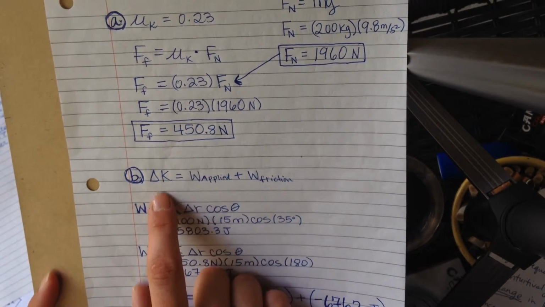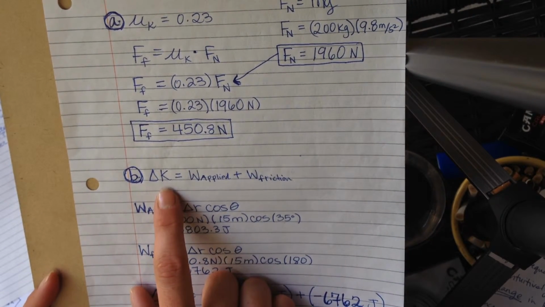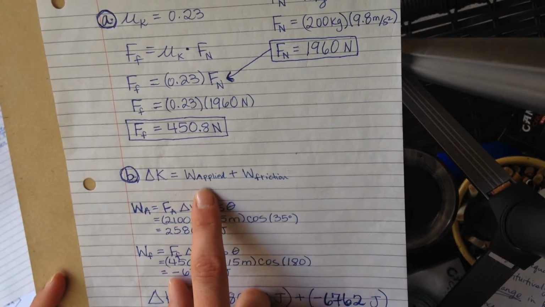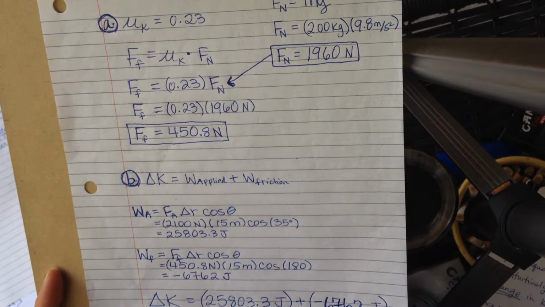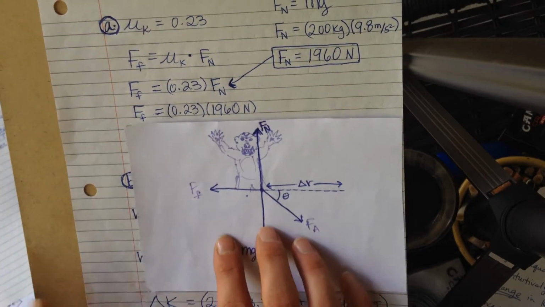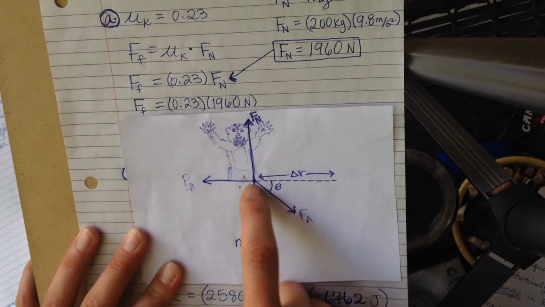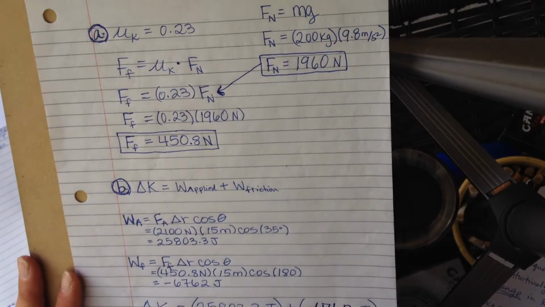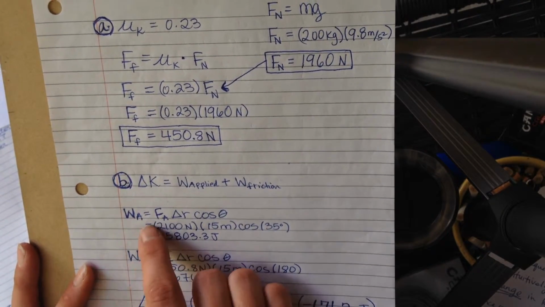Part B says, what is the kinetic friction of the bear? What is the kinetic energy? So the change in kinetic energy is equal to the work done by the applied force plus the work done by the frictional force. And so our work done this way plus our work done this way is going to be the change in kinetic energy, and that is going to account for all the total work that happens.